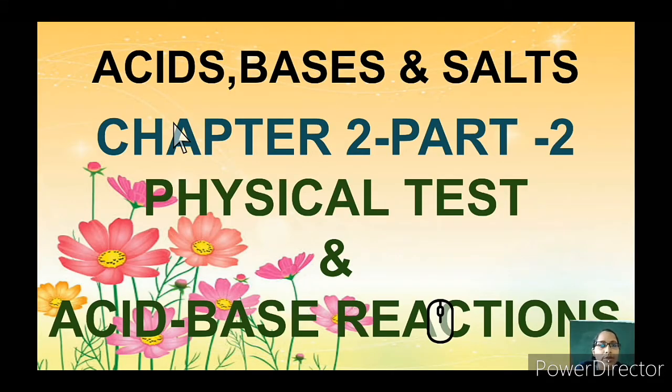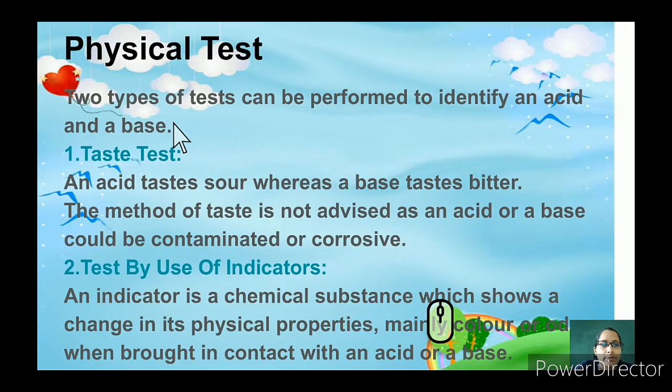So in the previous video we have seen about acids and bases. Now we will see how we can identify acids and bases. We can identify acids and bases by conducting certain physical and chemical tests, that is, physical tests or acid-base reactions.